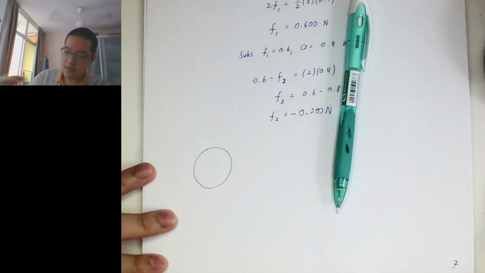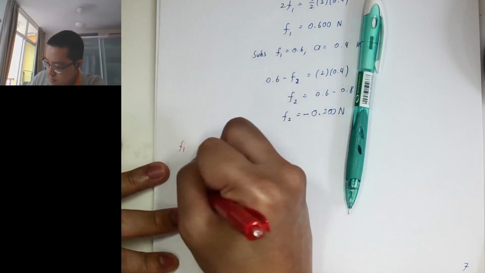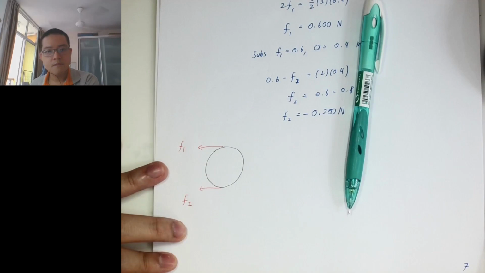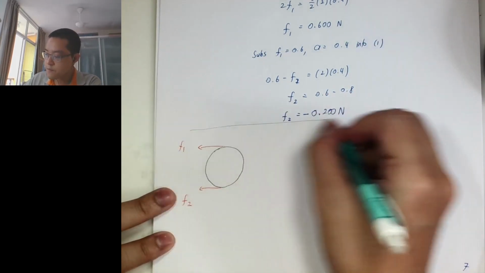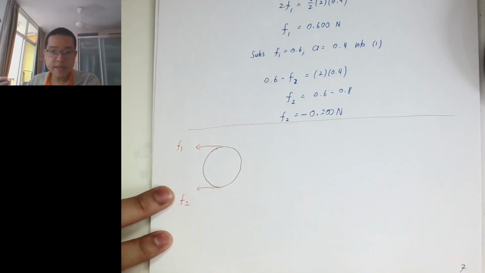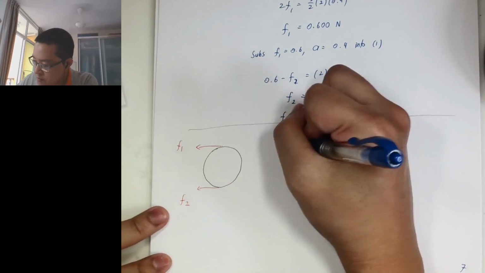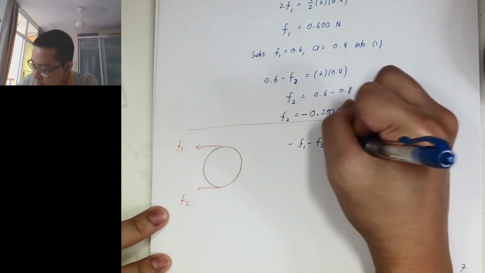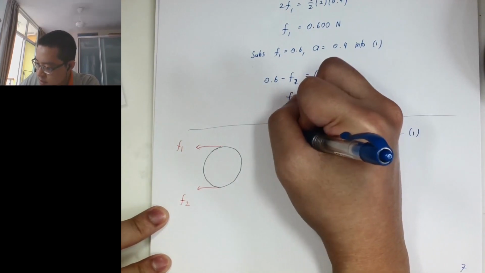Now let's do it. How about both pointing backwards? Okay, so both pointing backwards. Then what is the cylinder equation? What is the net force on the cylinder? Now both are negative, right? So I got minus F1 minus F2 is equal to MA. This is my equation 1. This is horizontal forces.